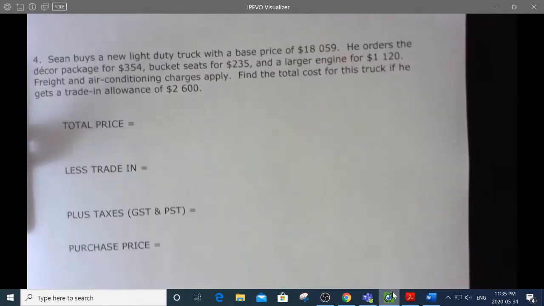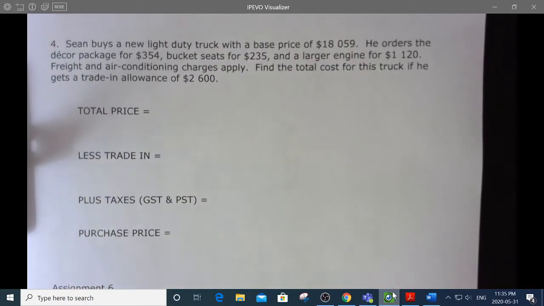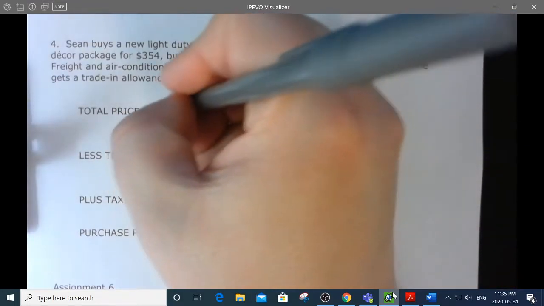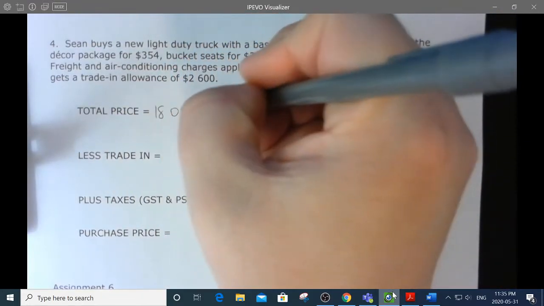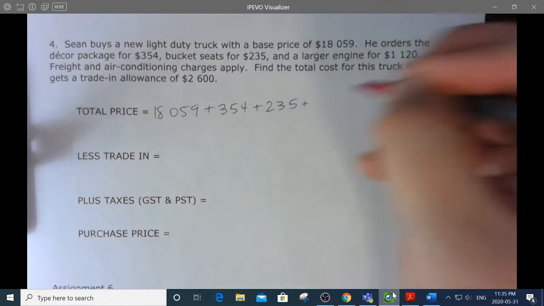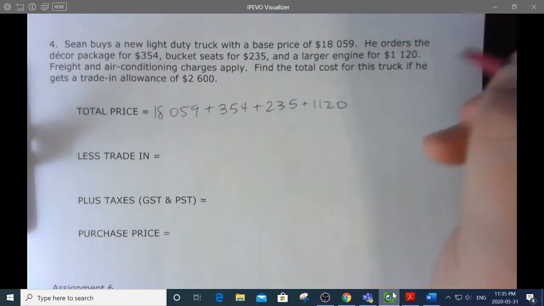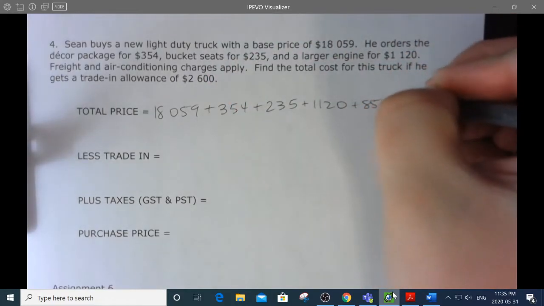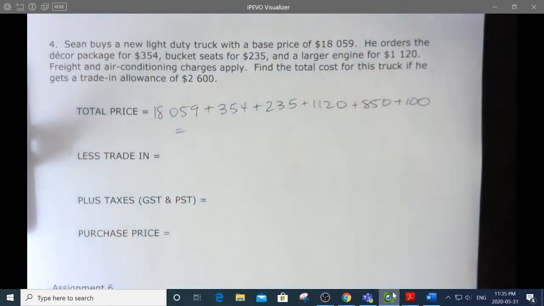Okay, and last one. Sean buys a new light-duty truck with a base price of $18,059. He orders the decor package, bucket seats, and he wants a larger engine, so that's a little more money. And then freight and air conditioning. So freight was $850, air conditioning was $100. So a little more numbers to add together this time.